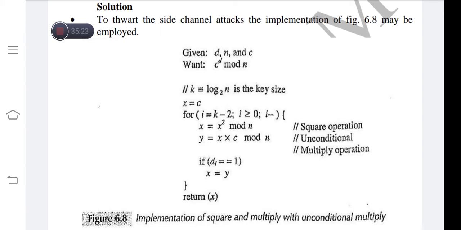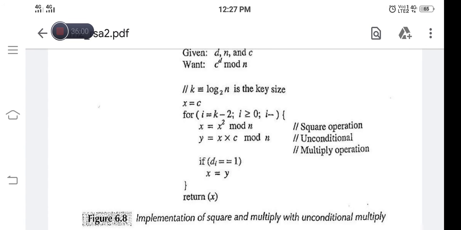So if the bit of a decryption key during that iteration is a 0, then the multiply instruction is superfluous and will not affect the final decrypted output, because the bit with the 0 value will not be considered for the multiplication. Okay, and even though your multiplication operation is performed in each iteration of the for loop, the assignment of the value y to x depends on the di value. If the di value is equal to 1, then only x is assigned the y value.